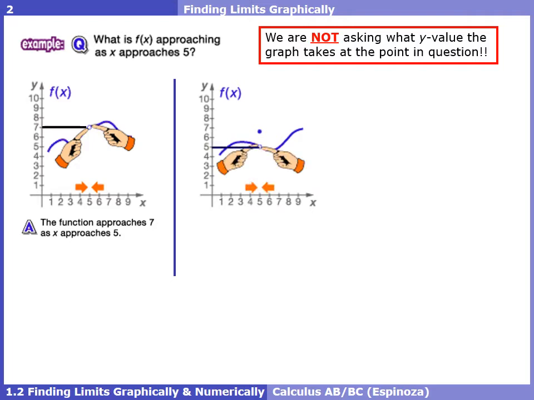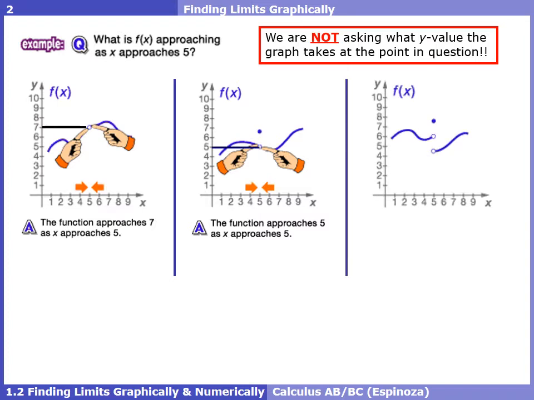So again, if you like to use this finger idea of putting your left finger to the left of 5, putting your right finger to the right of 5 on the graph, and moving your fingers closer and closer, you'll notice in this case, again, your fingers are coming together, and both of them are coming together at a y value of 5. So again, we can make the observation that the function approaches 5 as x approaches 5.